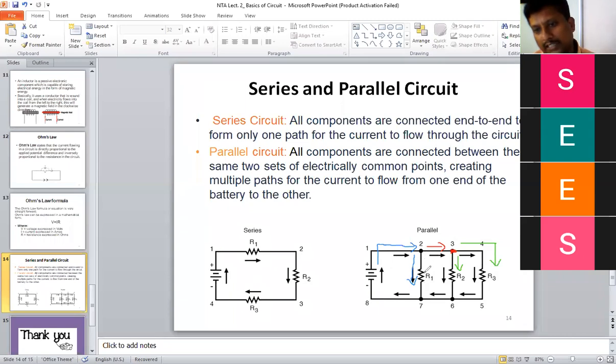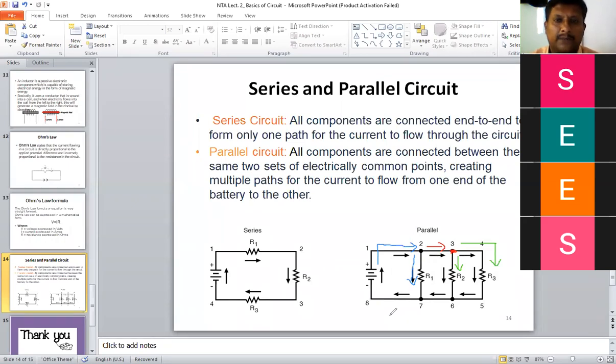Therefore, the voltage across R1, the voltage across R2 and the voltage across R3 is the same. Even though the resistance and current values will be different, the voltage remains constant. So in the parallel circuit, the voltage remains constant, whereas the current will have different values. In a series circuit, the current will be constant, and the voltage across any element will be different.